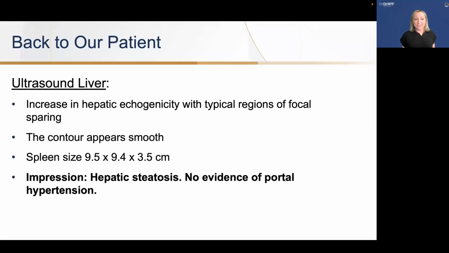However, ultrasound doesn't tell us the staging of fibrosis. Ultrasound doesn't really tell us the amount of inflammation to the steatosis or to the liver. And so it's just one tool we have in this workup.